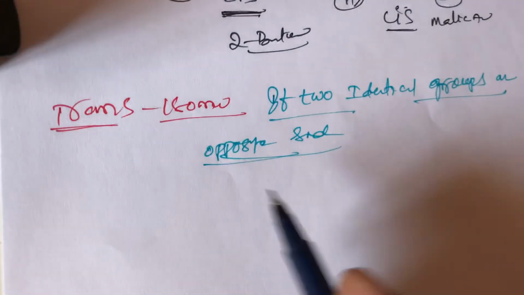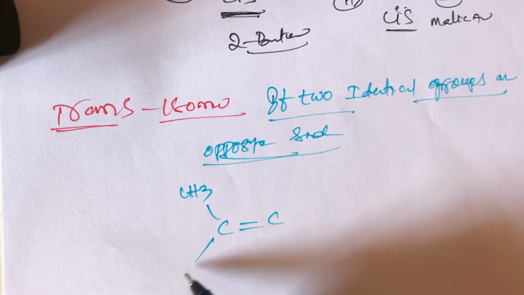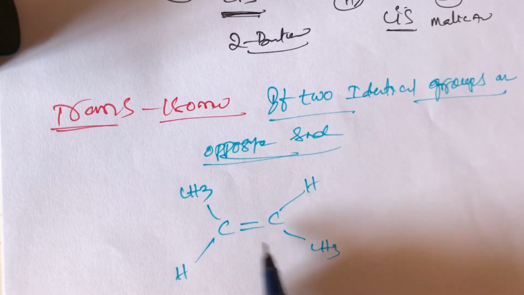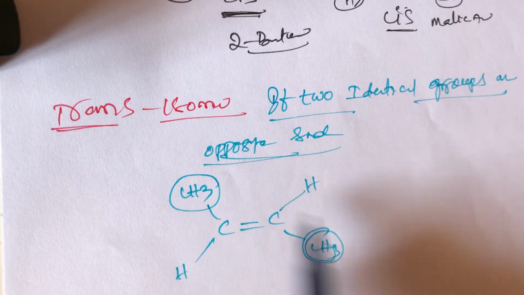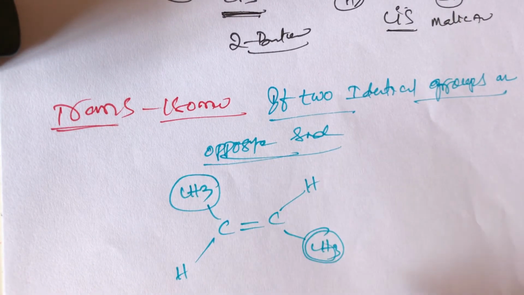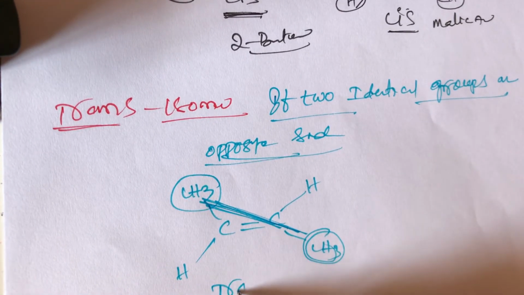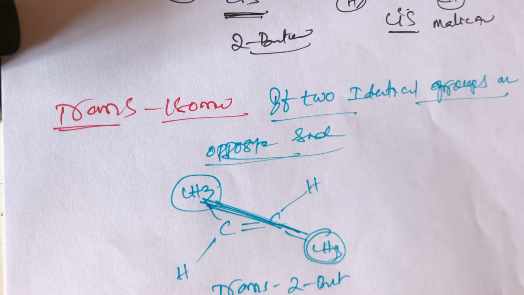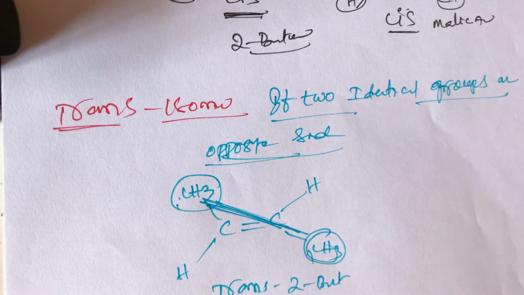Now take the example, trans-2-butene: CH3, H, and CH3, H. It is on the opposite side. Here these two methyl groups are identical, these both are the same group present on the opposite side, that is called trans isomer. This name is trans-2-butene. So two methyl groups present on opposite sides is called trans isomers.